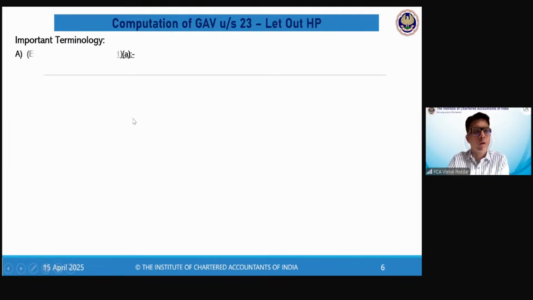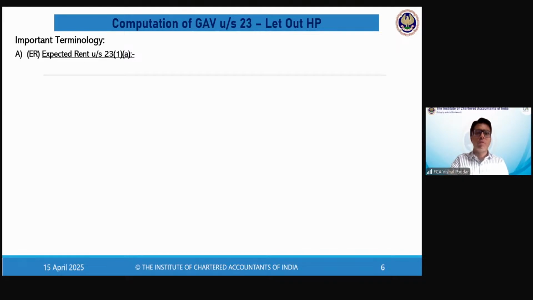Now in the format, the first requirement is computing GAV, for which, if you all remember, we even took a practical case scenario where we discussed multiple cases on how to compute GAV. Before you understand computation of GAV, you have to understand there are two types of properties. One, which is termed as let out, that is, given on rent. Two, which you have kept with yourself for your own use, which is called self-occupied. What we are discussing right now is the computation of HP income for a let out property. In case of a let out property, you will have actual rent because the property is given on rent.